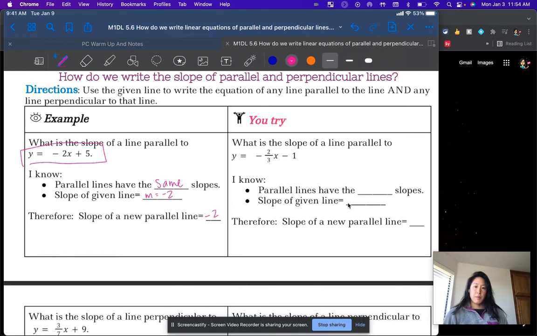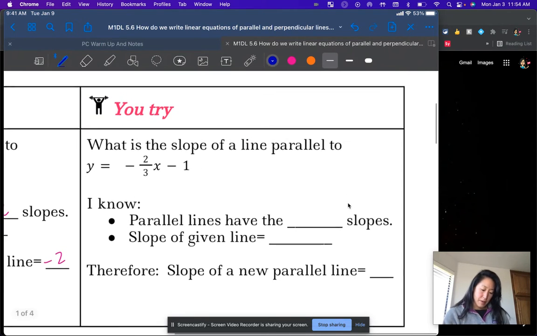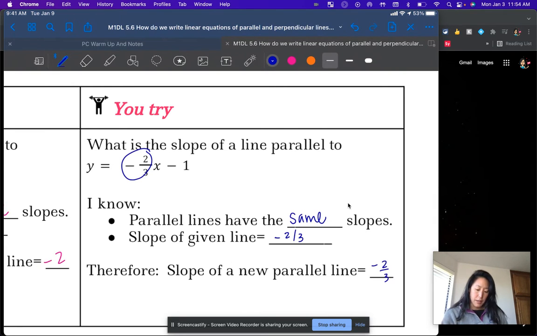What is the slope of the line parallel to the line y is equal to negative 2 over 3x minus 1? So filling this one in, you should have paused. All right, so parallel lines have the same slopes, and we see the slope of the original line is negative 2/3, and therefore the slope of the new line would be negative 2/3 as well.